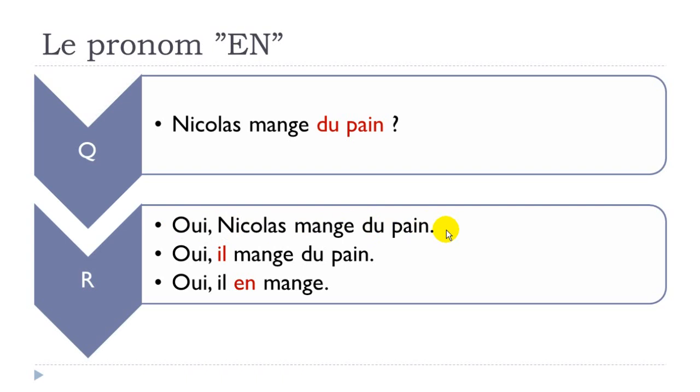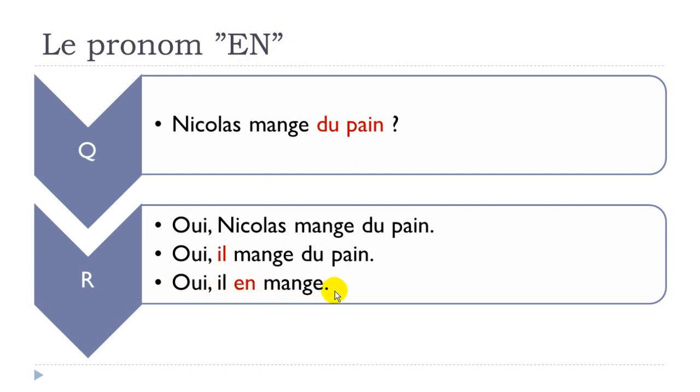Normally that's not the way we will do, because we tend to replace things with pronouns when it's possible. So the first option would be to replace Nicolas in that case. You don't want to repeat Nicolas, so you can say oui, il, he, instead of Nicolas because it's masculine, mange du pain. So that's the first step. The second step, you want to replace this du pain. So this partitive thing, and that's when this pronoun en is used. All right, so oui, il en mange.